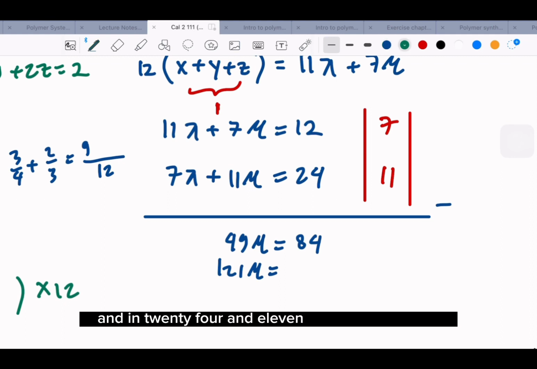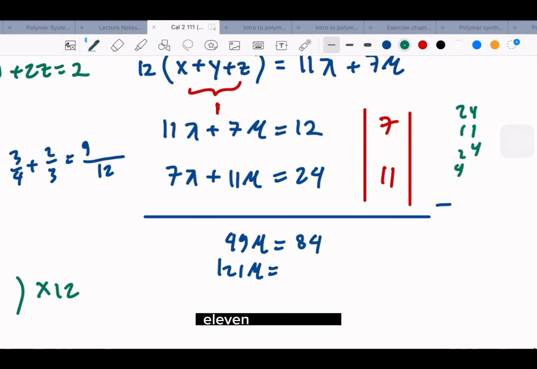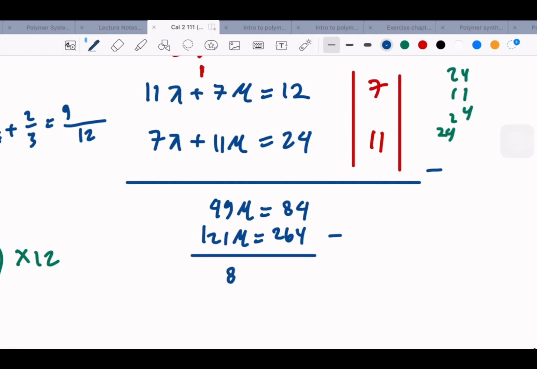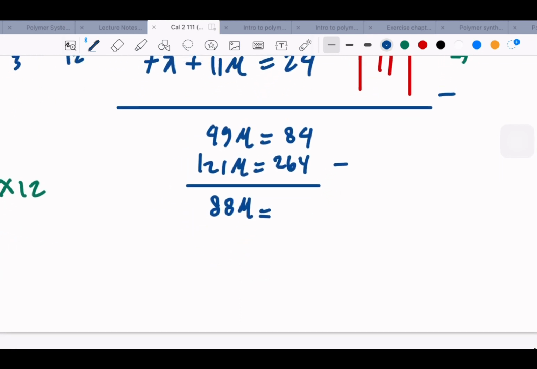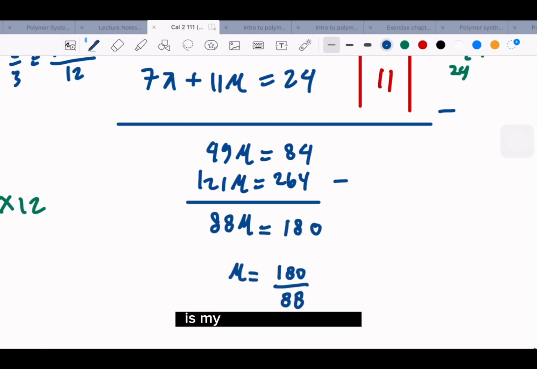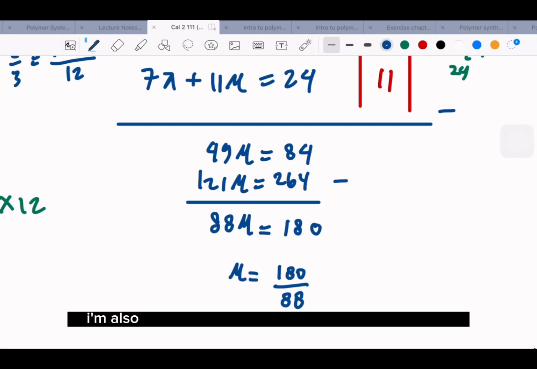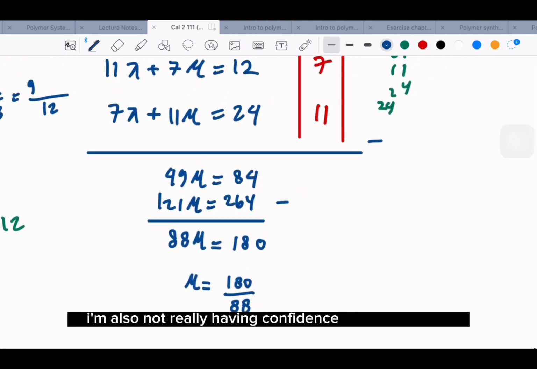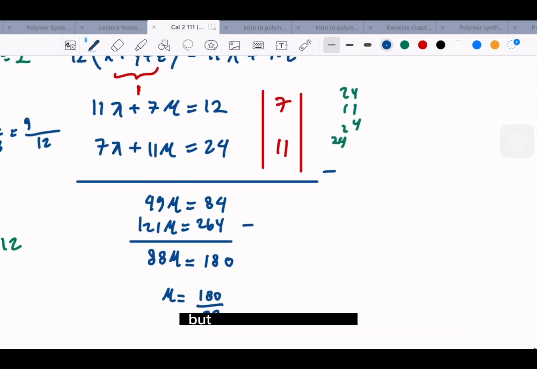And then 24 and 11, what is 24 and 11? 264. Okay, not really a good number. So this will be 8, 8, this would be 0, 8. Is my calculation correct? I'm also not really having confidence calculating this, but up until here is correct.